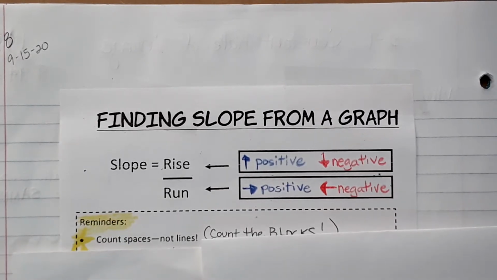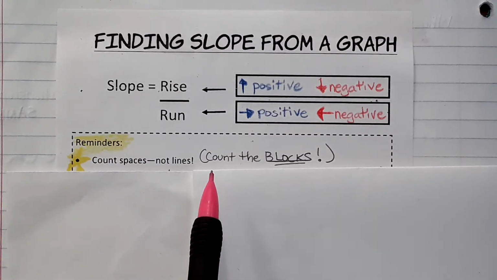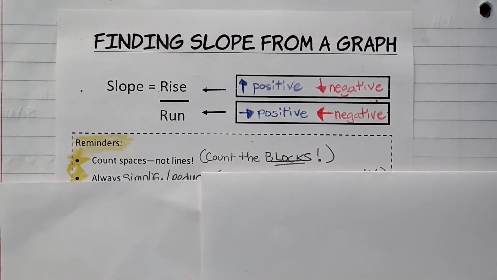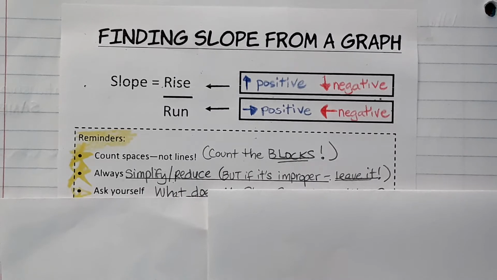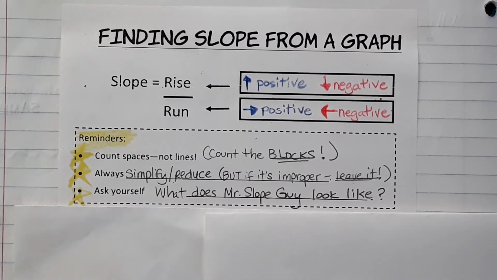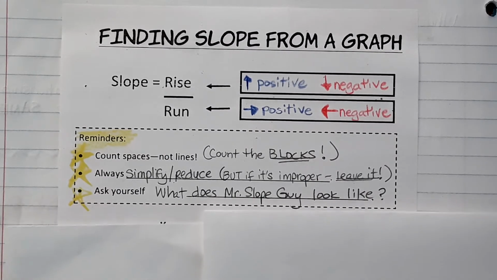So a couple reminders. Please remember to count the spaces, not the lines. Or in other words, count the blocks. Also, you need to simplify or reduce. But remember, if it's an improper fraction, leave it, because those are the number of blocks that you need to go. We are not going to change it to a mixed number, and definitely not a decimal. So last is that you can ask yourself, what does Mr. Slope Guy look like? And in this regard, you can also think of the slope tree. Always just remember, is this the proper direction for a positive or negative slope?